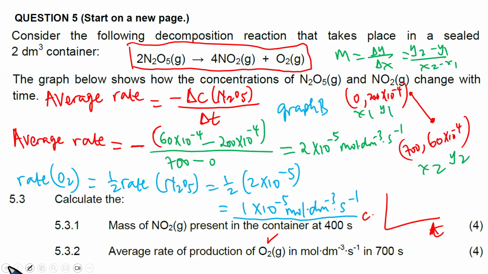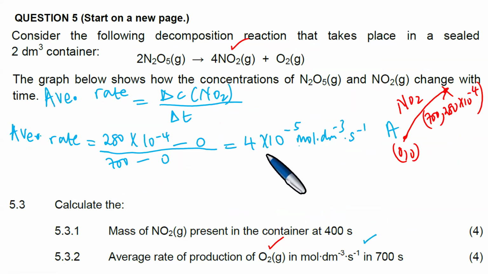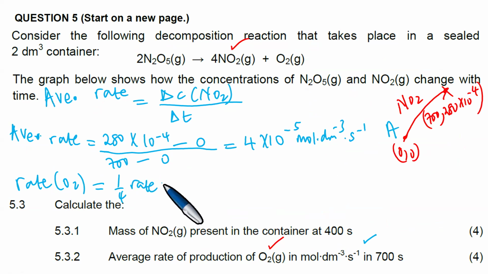Then, obviously, when you get to this point, you'll be like, what is this? Because here the average rate was 2 times 10 to the -5. Now you get 4 times 10 to the -5. Is it correct? Yes, it is correct. Because we know the relationship between the rate of oxygen and NO2. If you want to find the rate of oxygen, and you have the average rate of the NO2, you need to take 1/4 of the rate of NO2. What is the NO2?